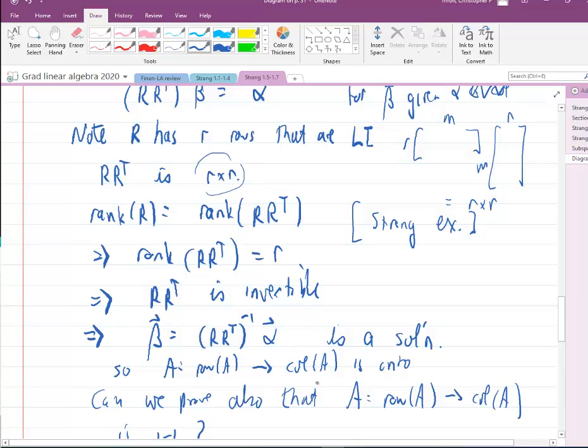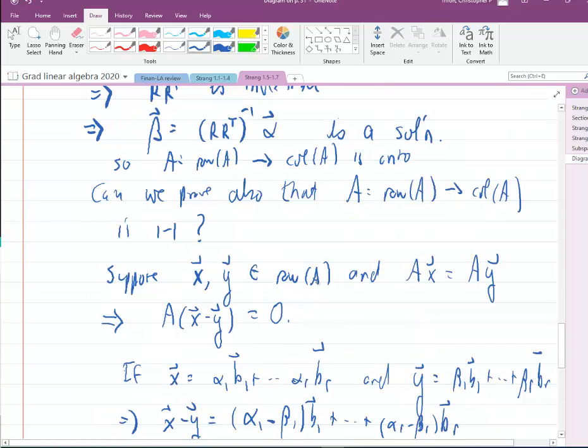Okay, question: can we also prove that A is 1-to-1? So that's the next step. If we prove it's 1-to-1, then we're really showing there's a strong correspondence between the row space and the column space mediated by the matrix A. Okay, so how do we prove that something is 1-to-1? We want to show the following. We can show that if AX is equal to AY, then that implies X equals Y. If I can show this, that means that A is a 1-to-1 mapping.